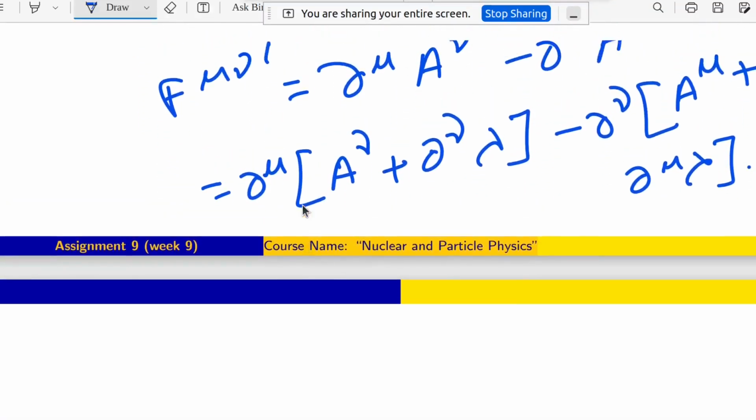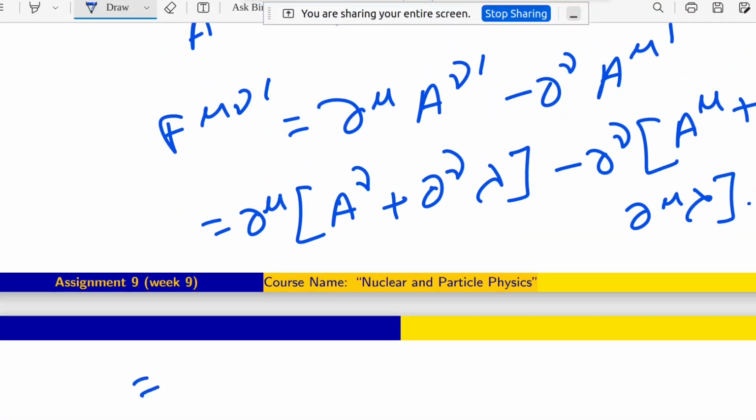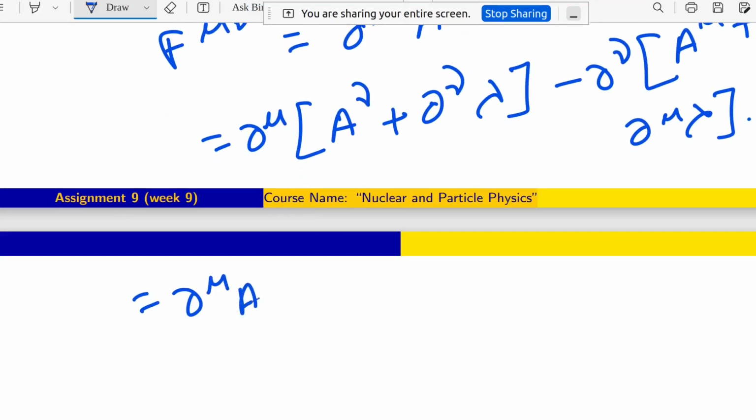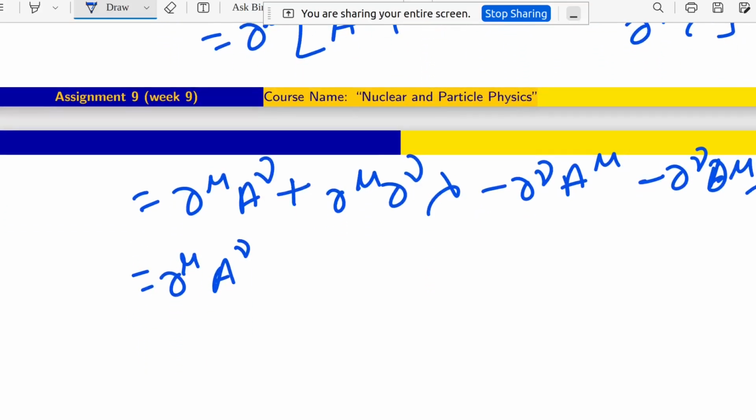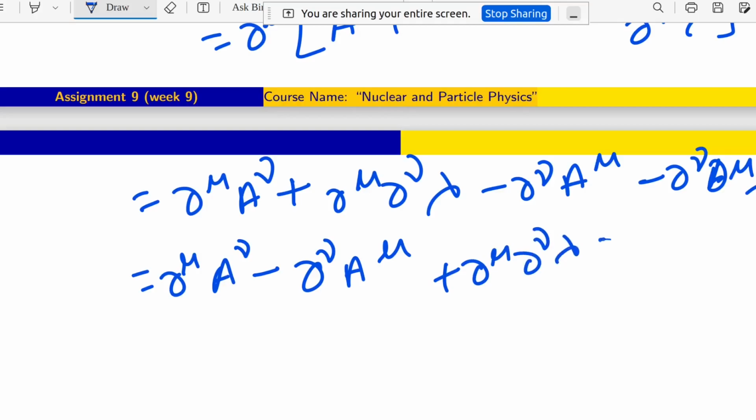So this is the case. Now by doing a little bit of mathematics here, you can see ∂_μ A_ν + ∂_μ∂_ν λ − ∂_ν A_μ − ∂_ν∂_μ λ. Now you can see ∂_μ A_ν, that is fine, and I am just going to interchange the positions of the other terms.